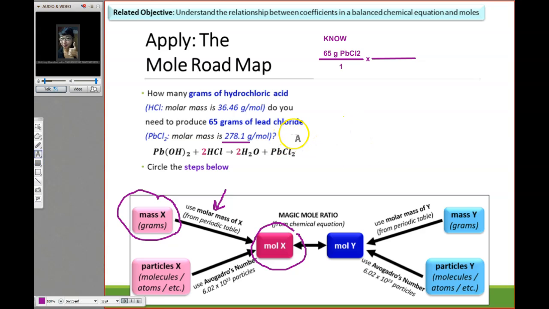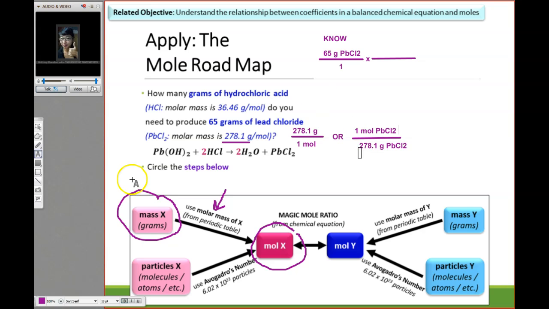Now remember that we can make this into a fraction. So 278.1 grams all over 1 mole, right? Per mole means over 1 mole. Or we could even flip this depending on what we need. And we could say the opposite. We could say 1 mole of lead chloride. Sorry, I should label it. All over 278.1 grams of lead chloride.